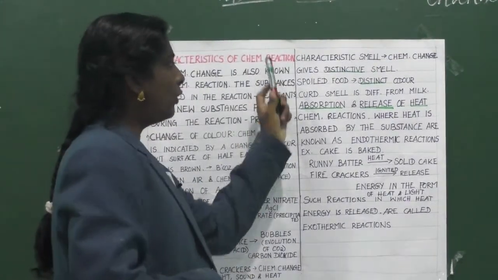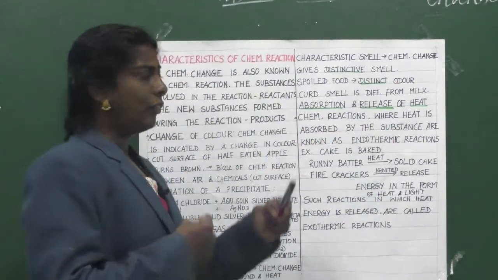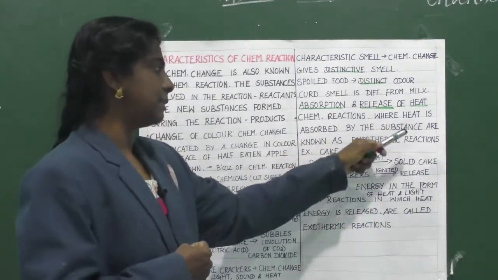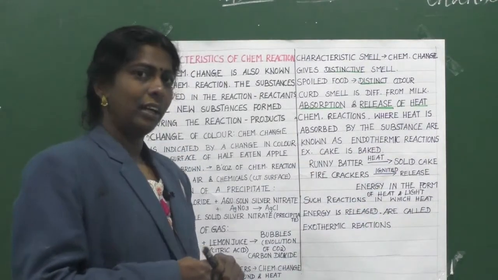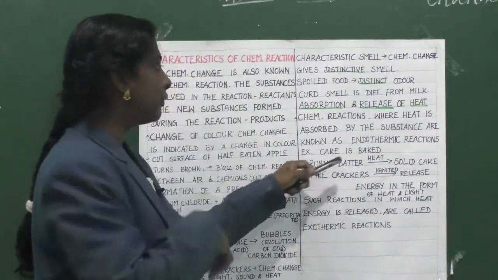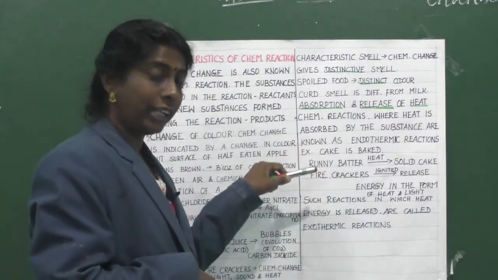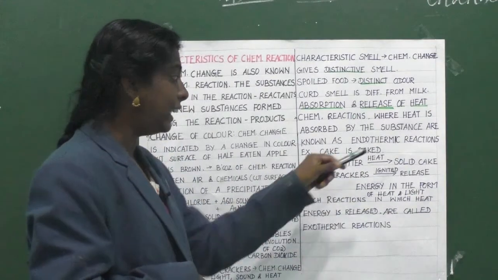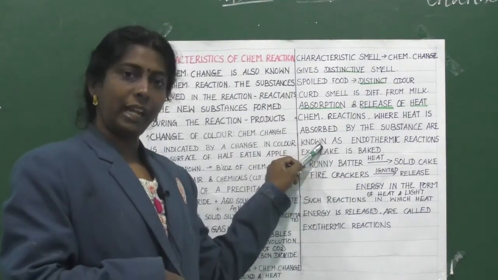Now, let us learn about absorption and release of heat. Chemical reactions where heat is absorbed by the substance are known as endothermic reactions. For example, when a cake is baked, heat is absorbed by the runny batter which changes to solid cake. So, this is one example of endothermic reactions.